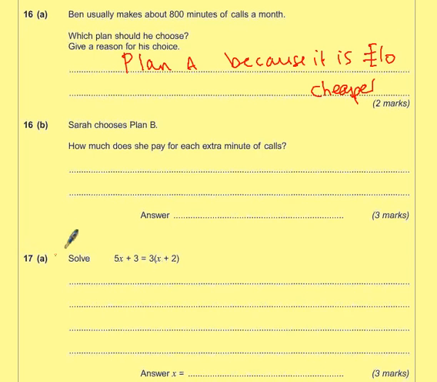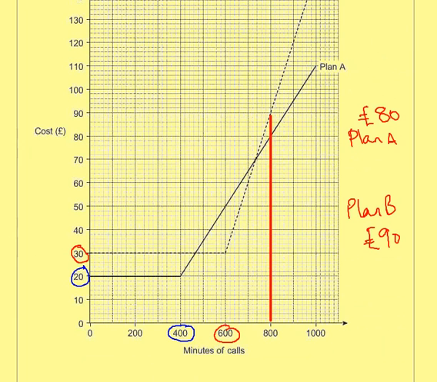Part B. Sarah chooses Plan B. How much does she pay for each extra minute of calls? So if we look at Plan B for Sarah, after she finishes her 600 minutes, if we look at what she pays for the next 100 minutes, so if we come across from 600 to 700 at the bottom, and then draw a line up to see where it cuts our graph.